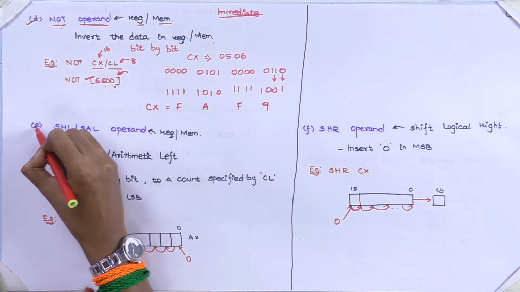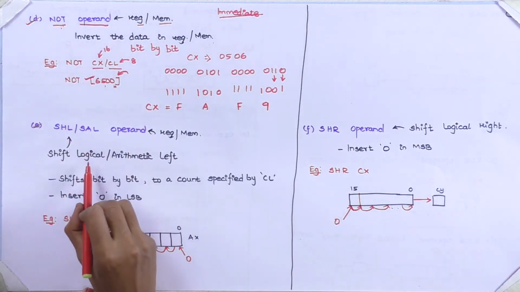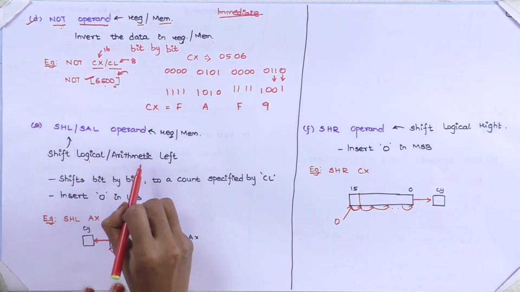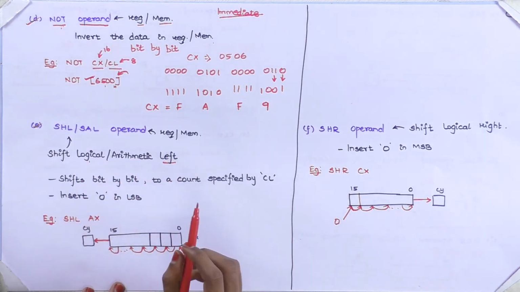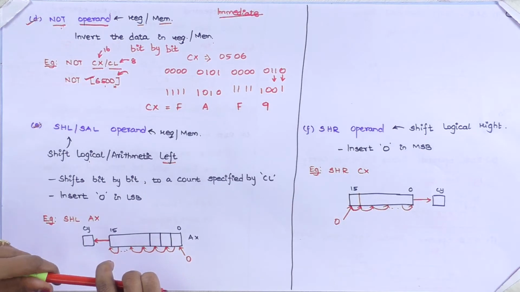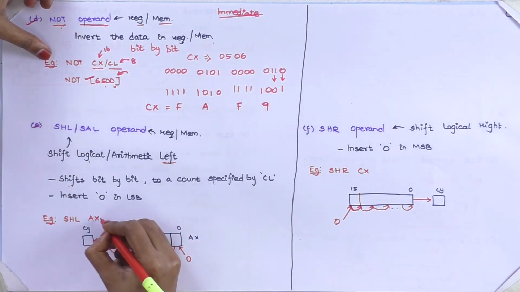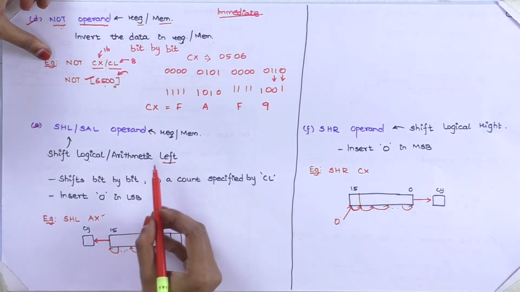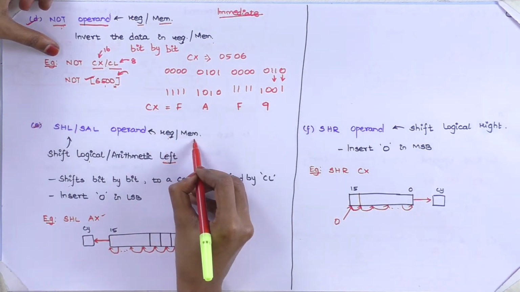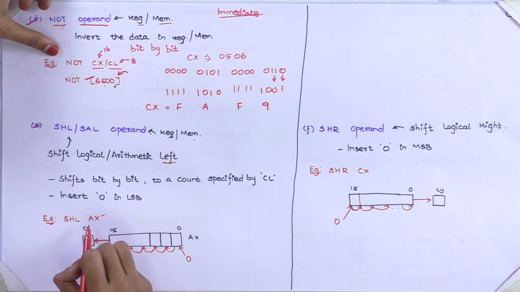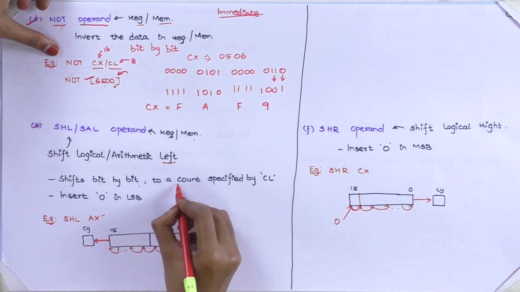The next instruction is shift logical left or shift arithmetic left. What shift will do is shift the values in the register or memory location that we have mentioned in the instruction bit by a count mentioned in the CL register. If you want to shift a value by 4 bits, that 4 we have to store in the CL register.